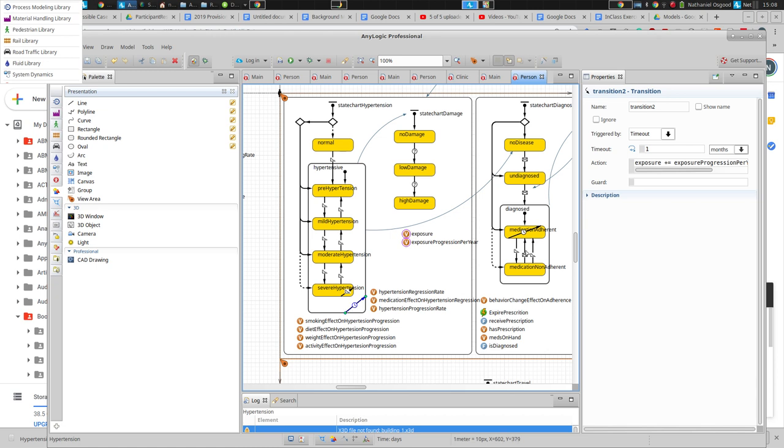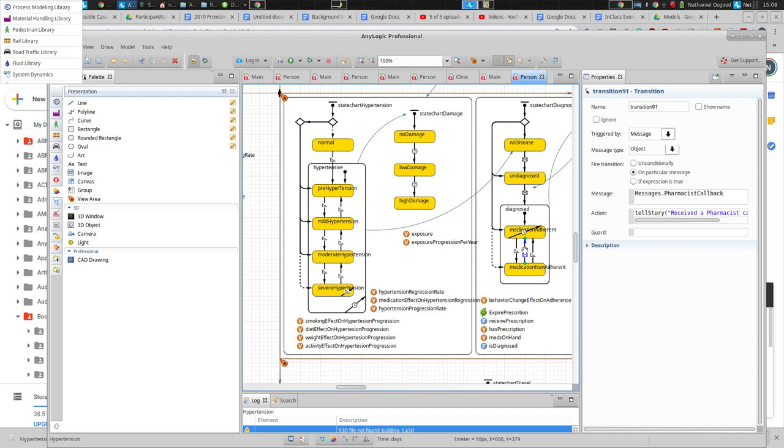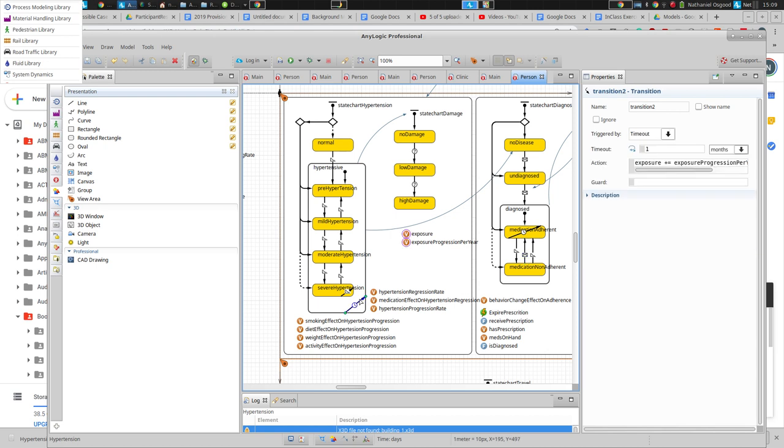I have a question, Nate. Yeah. Where the one you were just talking about, this guy. Where are they going? They're staying in the same state. They're actually not changing state. But it's used to do something periodically. This is kind of an instrumental factor that periodically, every 1 month, it's doing something.